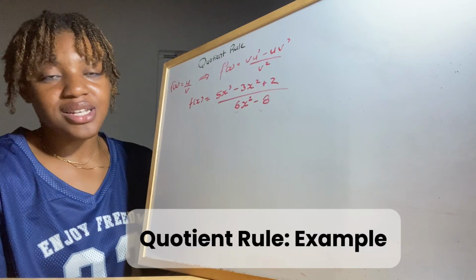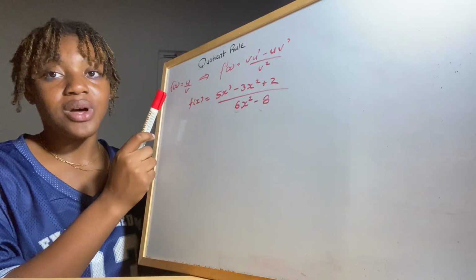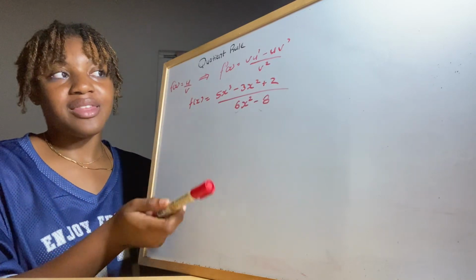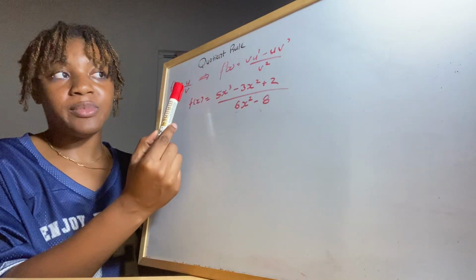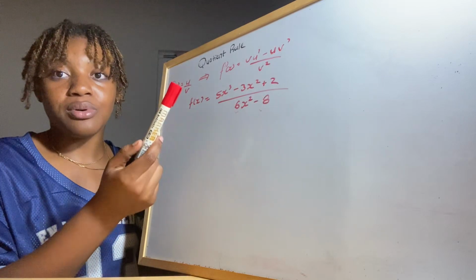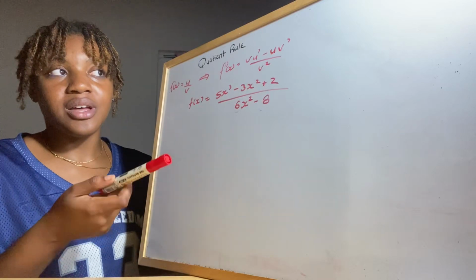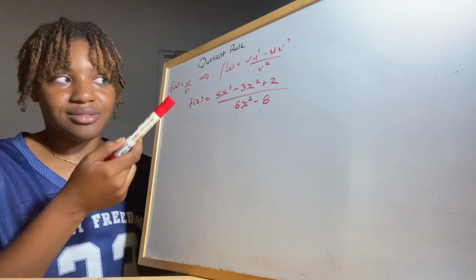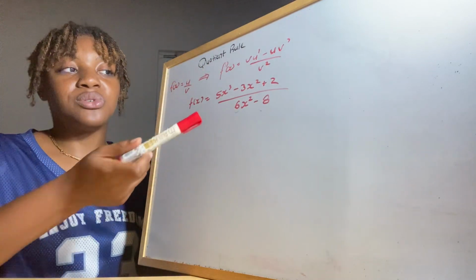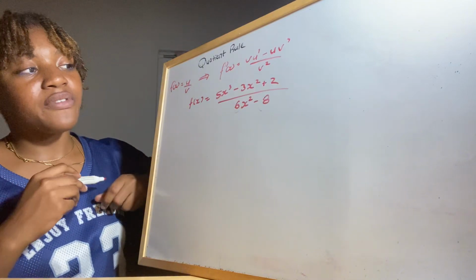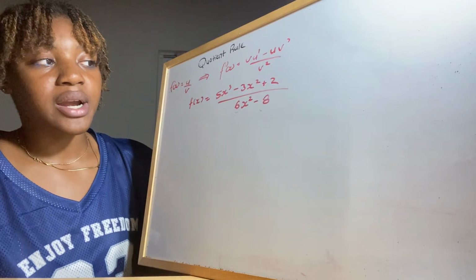So the quotient rule basically states that if we have a function, we should identify the numerator as u and the denominator as v, and then follow through with this form where we're going to leave the v, being the denominator, times by u prime, which is u differentiated, the numerator differentiated, minus u times v prime, which is denominator differentiated, and that will be all over v squared. So let's do this question. So we have the function of 5x cubed minus 3x squared plus 2 all over 6x squared minus 8.